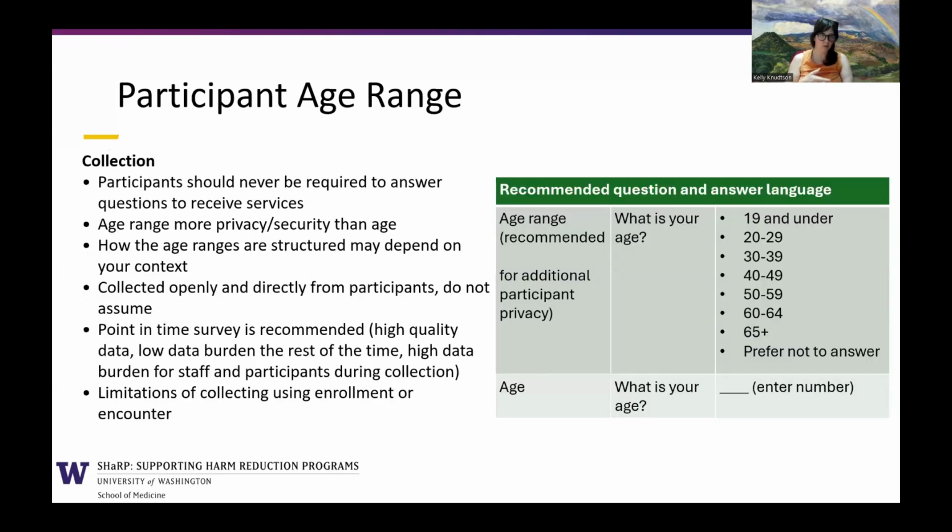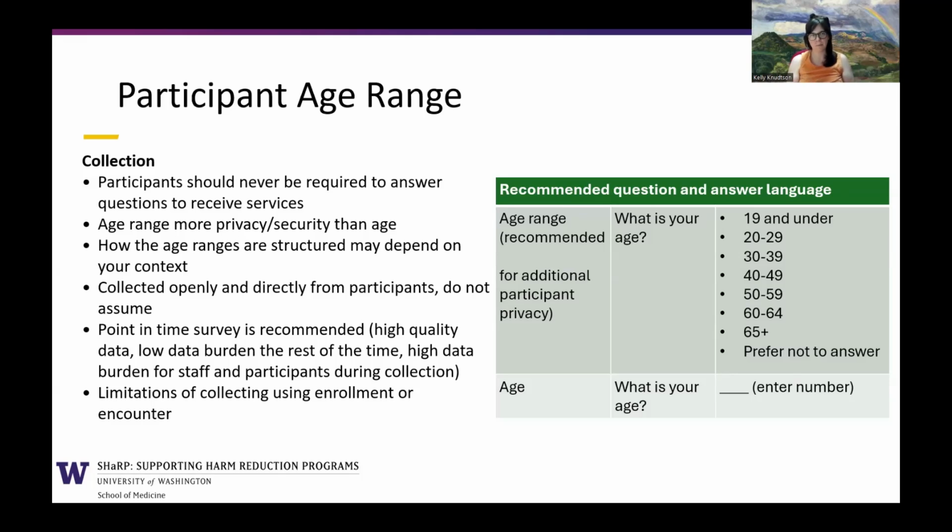In terms of collection, one of the reasons we want to talk about age range is that it might seem unusual to recommend age range over age, but age range offers more privacy and security to participants than age. Demographic information, when collected together, even without identifying information like name or contact information or unique ID, can be identifying. So by collecting an age range instead of an age, it becomes slightly more difficult to identify people. It should be collected openly and directly from participants.